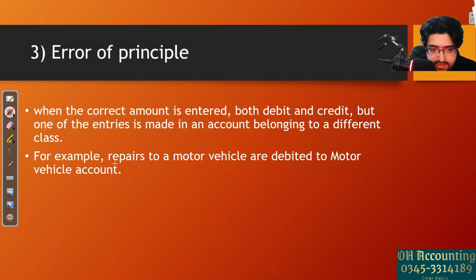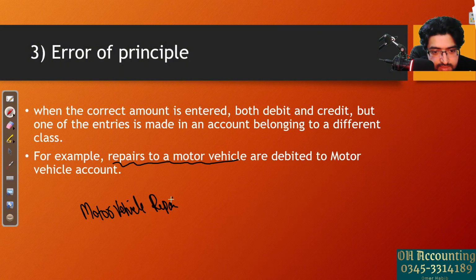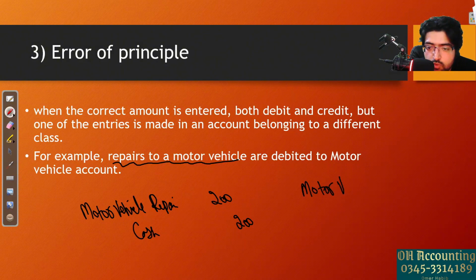Repairs to a motor vehicle. Okay? Repairs to a motor vehicle. What should the entry be for that? Motor vehicle repairs debit, because this is an expense. Expenses are always debit. And maybe cash credit if we paid by cash. 200, 200. For example, this is an example entry. Repairs to motor vehicles are debited to motor vehicle account. So instead of doing that, what we have done, motor vehicle debit and cash credit.